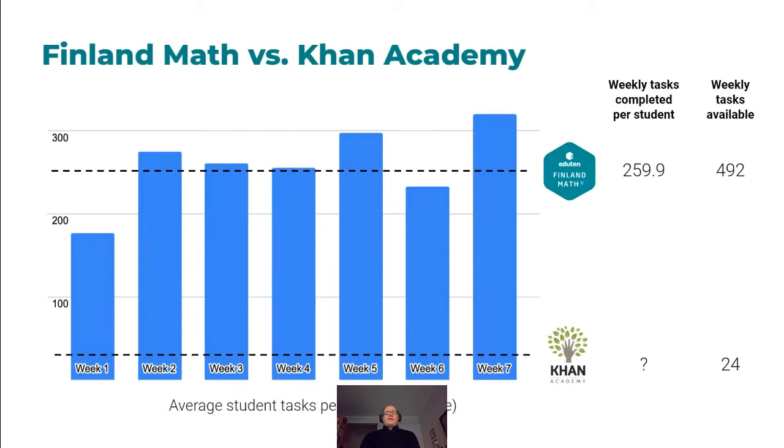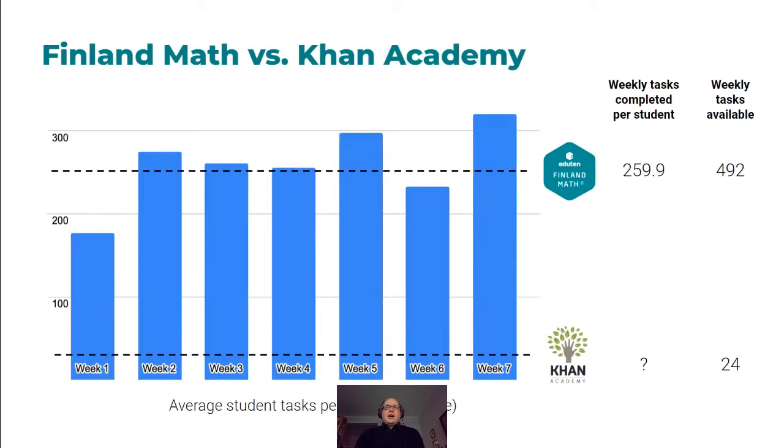One important thing in whatever pedagogical tool, especially math tool, you're going to select, and one of the things I mentioned that you should look for in any tool, is the amount of content. You should have enough content. Khan Academy has a lot of really valid materials, but if you look at the number of tasks they have available for math, it's like 24 weekly tasks. And 24 tasks a week is probably not enough when you're trying to learn a new concept in mathematics.